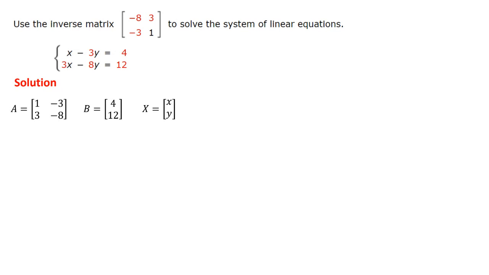Okay, so A is 1, 3, -3, and 8. B is made up of your constants. So B is always going to be your constants. These are my constants, and that's matrix B. And then you're going to need a matrix X. X is made up of your variables, and since we only have 2, they are X and Y.